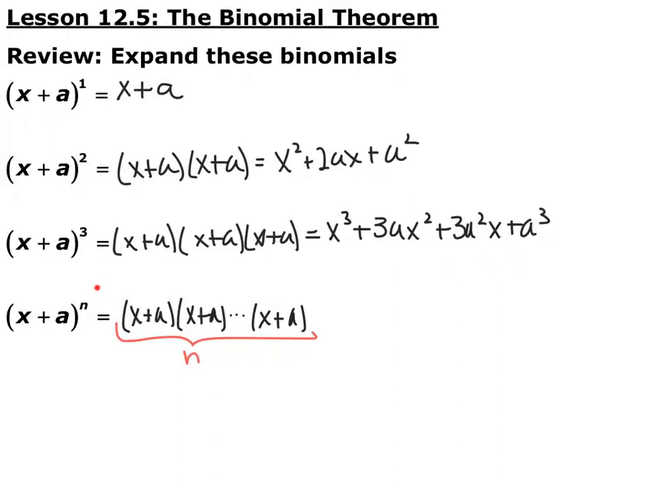This one, we don't know what n is, so there's no way at this point to actually multiply this out. It would be x plus a times itself n times. So in this section, this is not too bad to do by hand by just straight foiling, but if n was 10 or 40, you're not going to want to FOIL this out that many times. So the binomial theorem is a shortcut to expand binomials raised to a power.